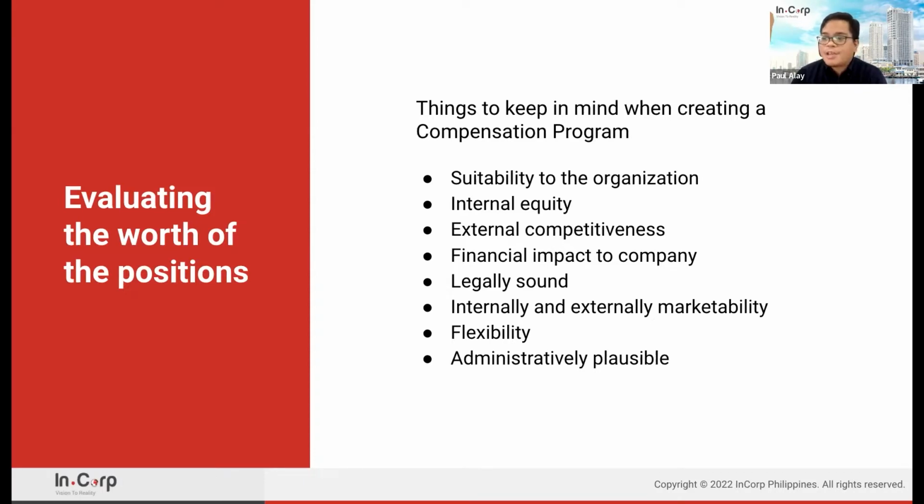And then, of course, it should be legally sound. The minimum wage should still be followed. The required amount for, let's say, tax liabilities should still be followed, and all of those compliances should still be followed.